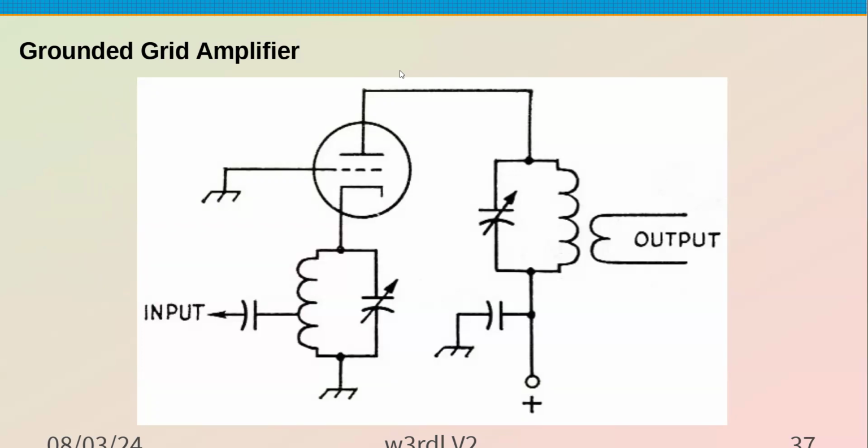That's a typical circuit. Definitely, you can see where the grid is grounded. And you can have a little tank circuit there on the input as well as on the output. But they're fairly simple configurations.